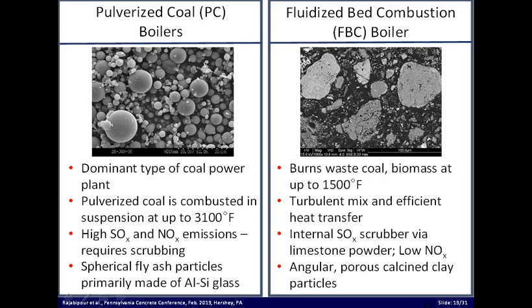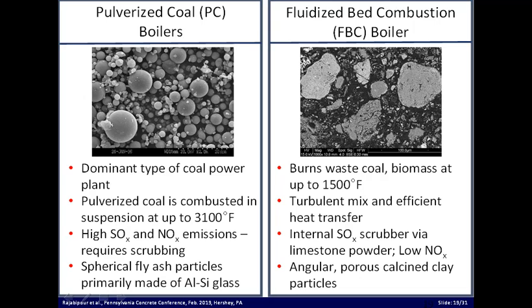Physically, they act as a ball bearing and improve the workability. Now if you look at the right-hand side, the FBC boilers only burn at temperatures up to 1,500 Fahrenheit, and they have better, more efficient heat transfer. They have an internal sulfur scrubbing. Essentially, they inject pulverized limestone into the boiler, and the limestone reacts with the sulfur and produces gypsum, and that gypsum ends up in the fly ash, which may be a little bit of a challenge to make work in concrete. So it's something that we have to check, and we have checked.